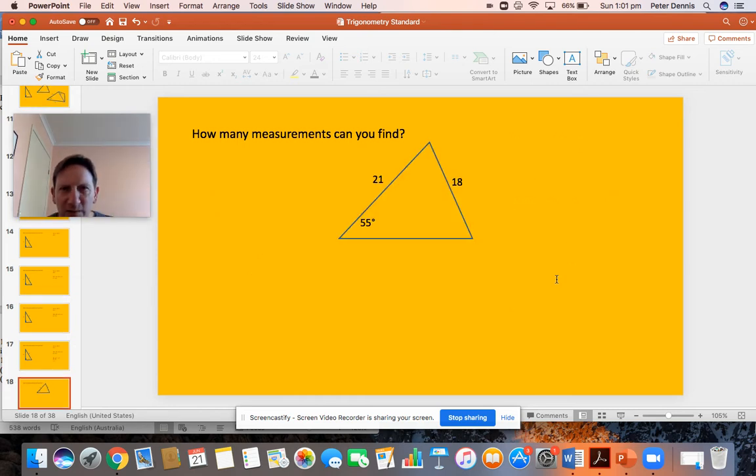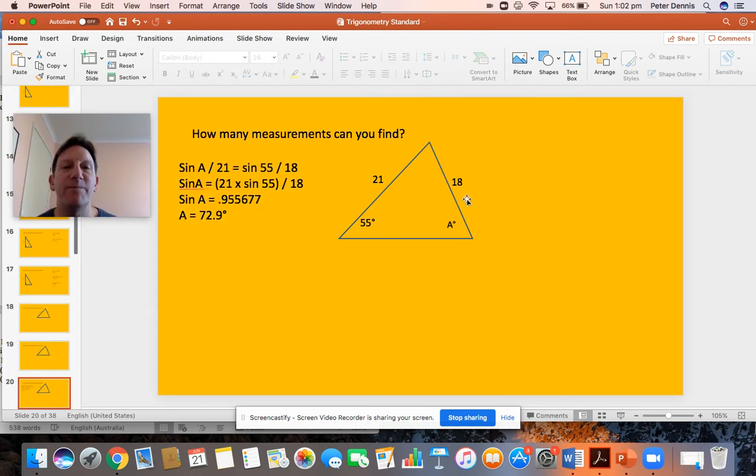Let's look at this one. Where would we start here? We've got two sides and an angle here, so we could probably find this angle here using the sine rule. Sine A over 21 equals sine 55 over 18. So that's what we're going to do. We're going to find that. How do we do that? Sine A over 21 equals sine 55 over 18.